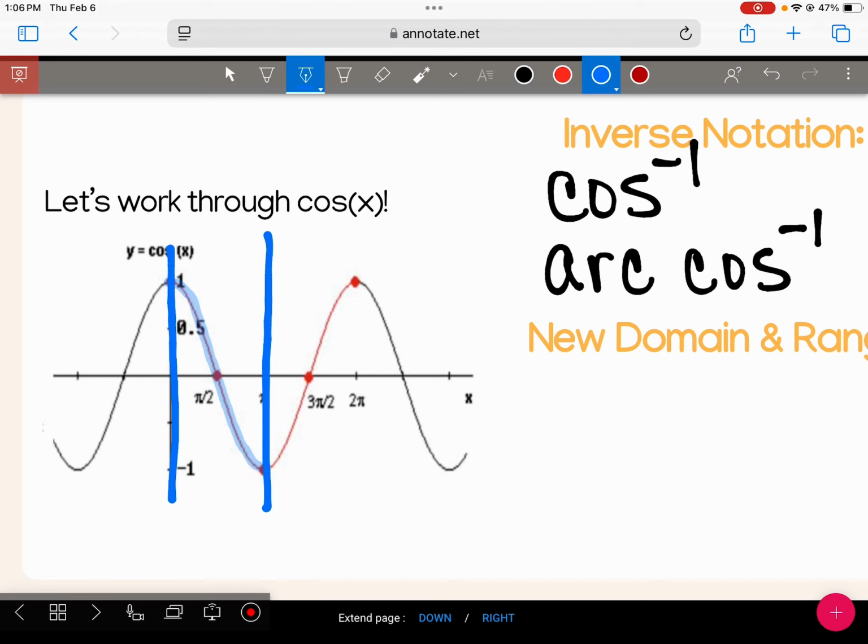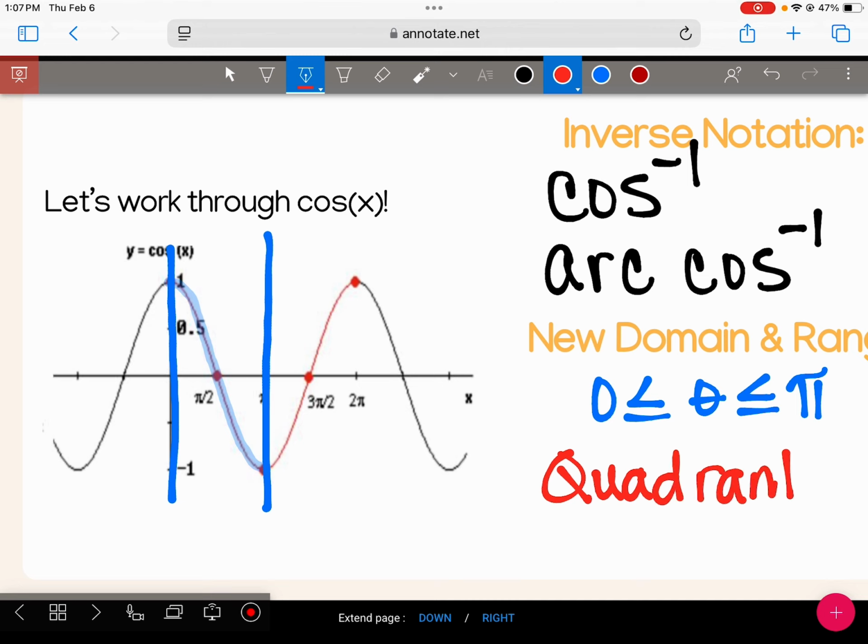Cosine is shifted a little bit. So my answer should fall between 0 and pi. So this means that the angles for inverse cosine should fall between 0 and pi. What 2 quadrants am I looking in for inverse cosine? What 2 angles go from 0 to pi? Quadrants 1 and 2. Now, I personally feel like cosine is a little easier because you don't have to worry about the reflection and changing anything.